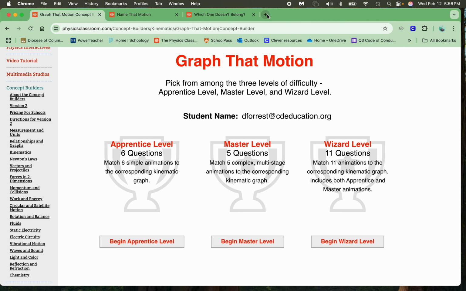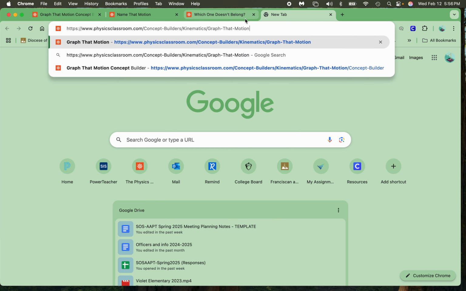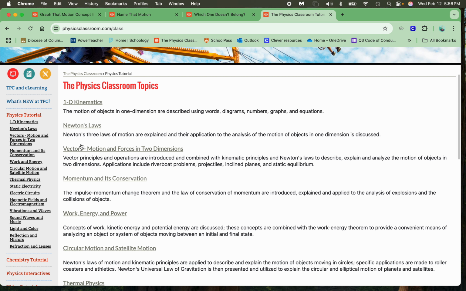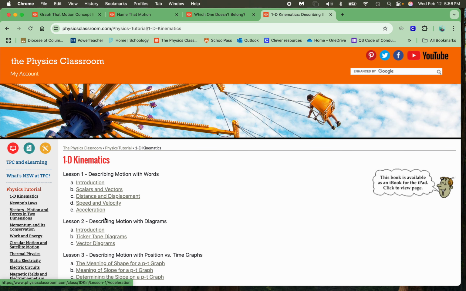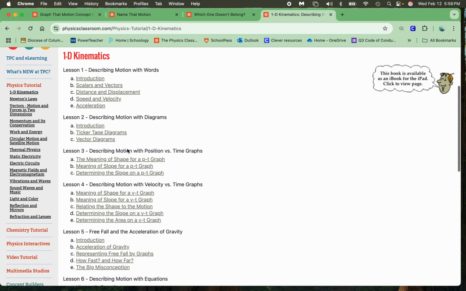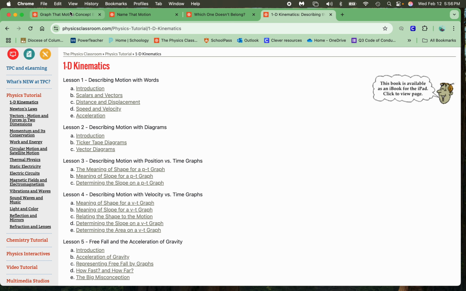So just as a heads up, if you go to Schoology, I do have a link to the tutorial, and the tutorial deals with kinematics. Really all the lessons are good, but lessons 3 and 4 deal with the graphs a lot. Lesson 2 deals with what I call motion maps. They call them ticker tape diagrams. So 2, 3, and 4 are pretty good ones to do.